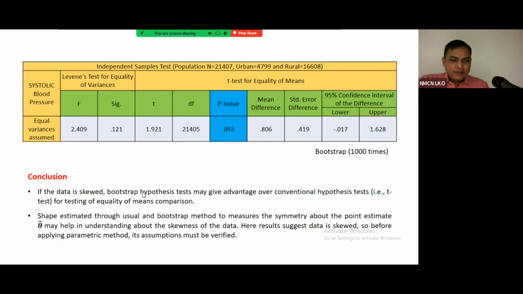So if we conclude here, if the data is skewed, the Bootstrap hypothesis test may give an advantage over the conventional hypothesis test for testing equality of means. The shape estimated through the usual and Bootstrap method to measure the symmetry about the point estimate may help in understanding the skewness of the data. Here results suggest data is skewed. So before applying the parametric method, its assumptions must be verified.